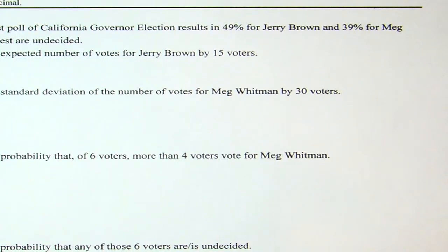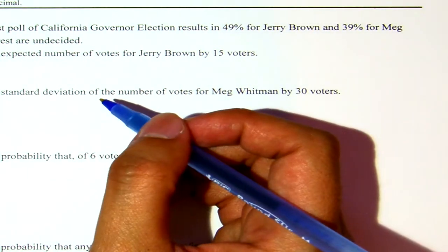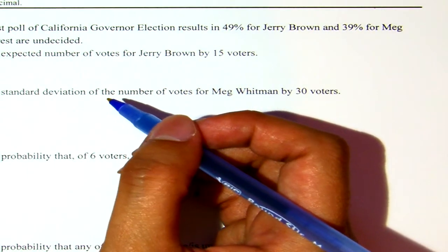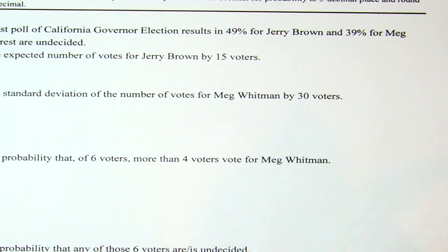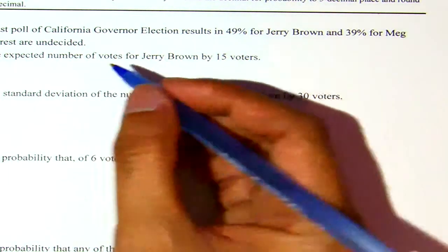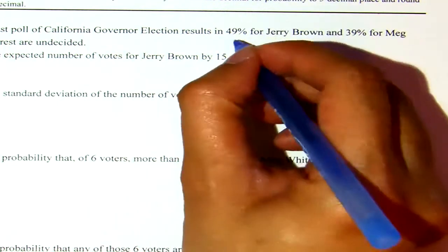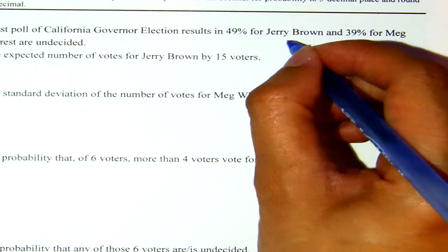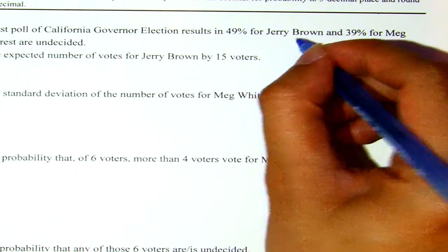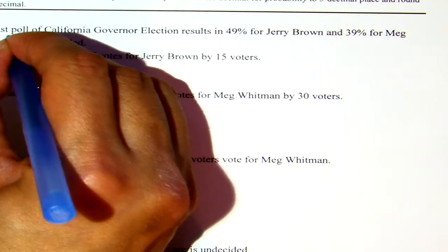Now we'll do a problem from Fall 2010 Math 227 Test 2, number 1. The last poll of the California governor election results in 49% for Jerry Brown, 39% for Meg Whitman, and the rest are undecided. What percent will the rest be? 49%, 39%. When you add them, that's 88%. So the rest will be 12%.